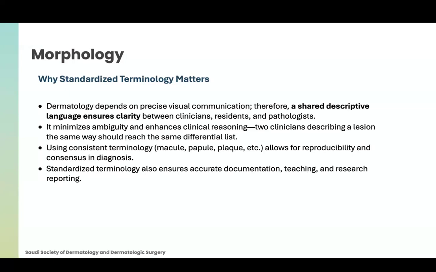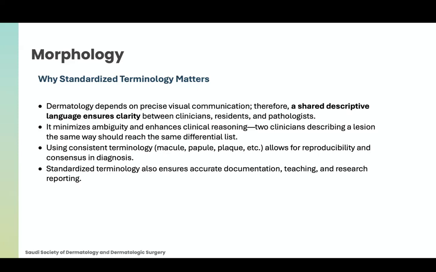When I tell you it's a macule, it means you know that this lesion is not elevated. You know that this lesion is a discoloration. So we have a shared descriptive language that ensures clarity between clinicians, residents, and pathologists. And that's why it's important. It minimizes ambiguity and enhances clinical reasoning.